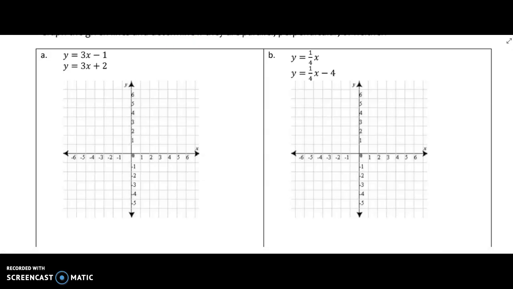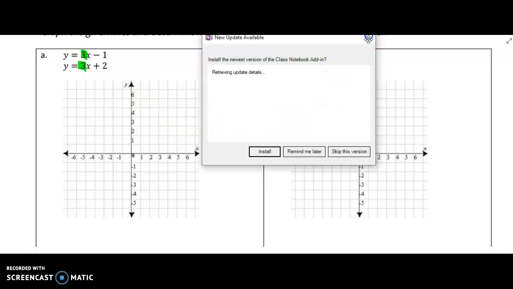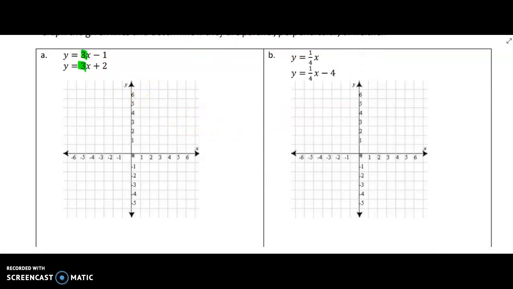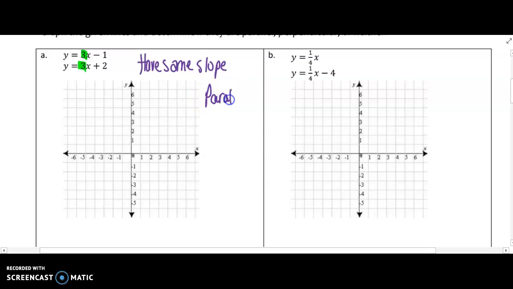So first of all, do we really need to graph them? I don't think so, because look at their slopes. This one has a slope of 3, and this one has a slope of 3. So since their slopes are both 3, what can we say? Both have the same slope, so they are parallel. Let's be rebels and not even graph those.